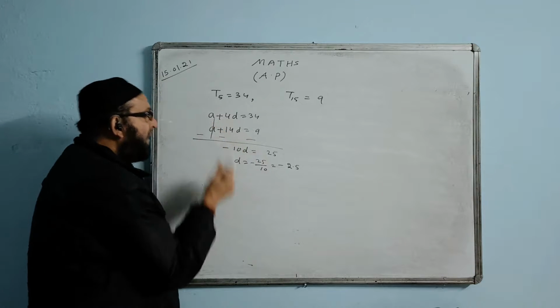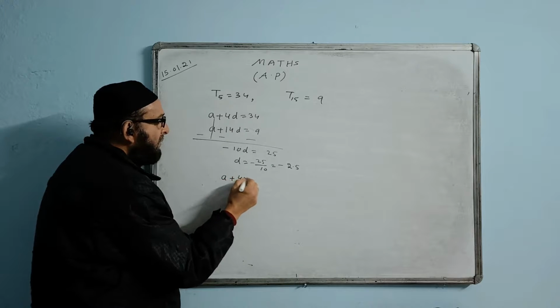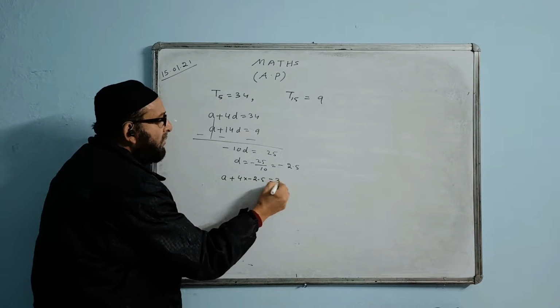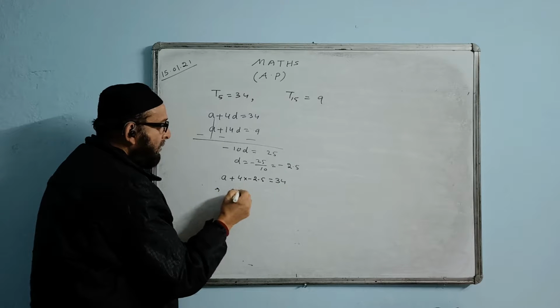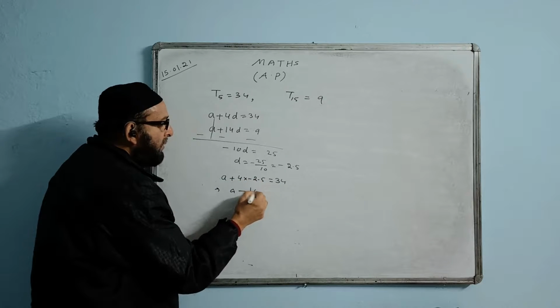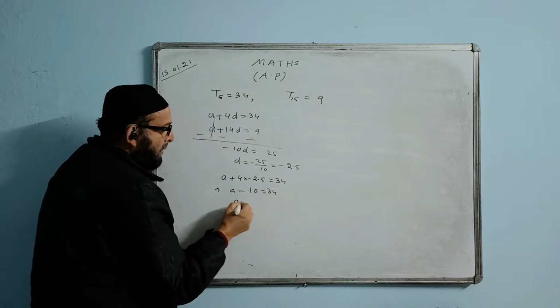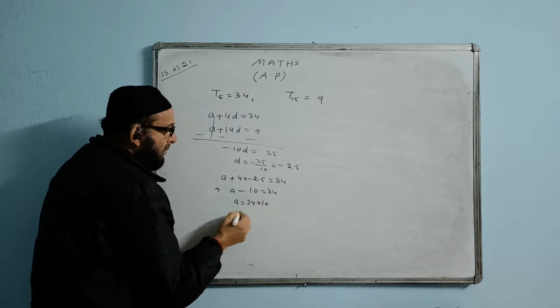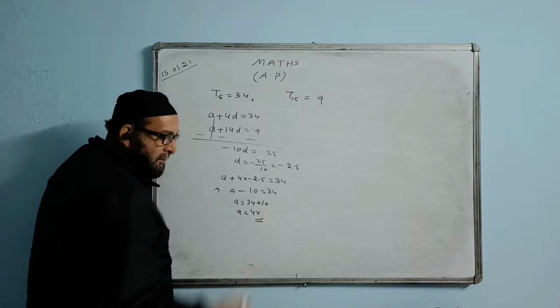Put the d value back and find a. That is a plus 4d, with d value minus 2.5, is equal to 34. a plus, minus minus, 4 into 2.5 becomes 10. 34 plus 10, the value is coming 44. First term we got.